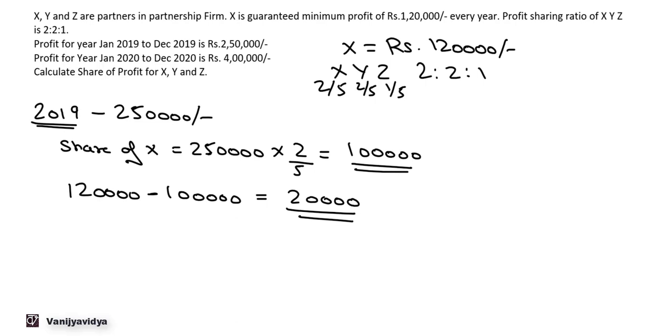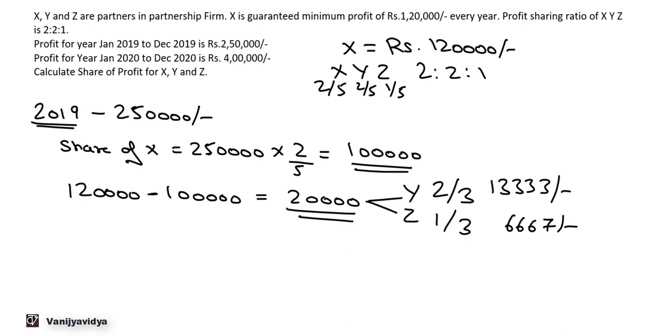So this 20,000 will be borne by other partners, that is Y and Z, in their profit sharing ratio. What is the profit sharing ratio of Y and Z? 2:1. So 2/3 of the 20,000 deficiency will be borne by Y and 1/3 of the deficiency will be borne by Z. Since nothing is mentioned regarding how the deficiency will be shared, it will be shared in the profit sharing ratio. So 2/3 of 20,000 comes to 13,333 and 1/3 comes to 6,667. So this deficiency of 13,333 will be borne by Y and 6,667 will be borne by Z. So now share of Y.